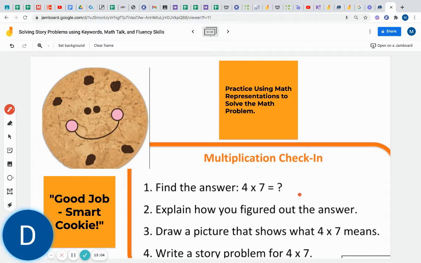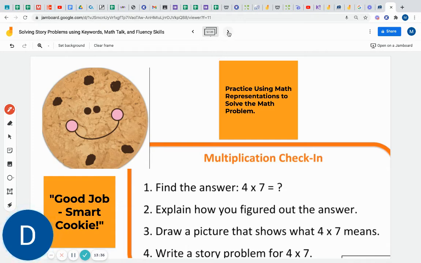Let's go ahead and do a think time with this. I'm going to go ahead and call on some of you students, and I will be writing your answers on the board. And we're going to see if we have some different ways of thinking and see how many of us got the answer to 4 times 7, or if we ended up with a different answer than others. So let's go ahead and use this time wisely so all of us can feel like we are smart cookies and we all did a great job today. Okay, so stop this video and enjoy your math talk time.